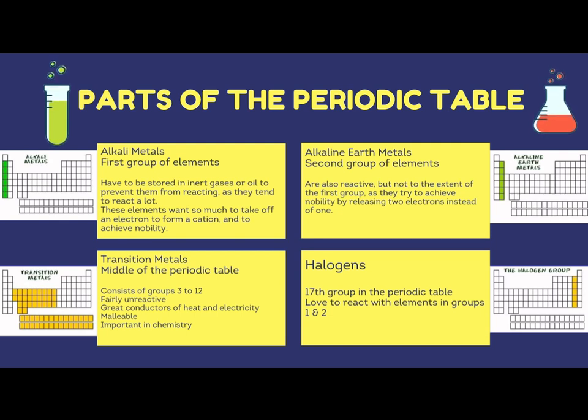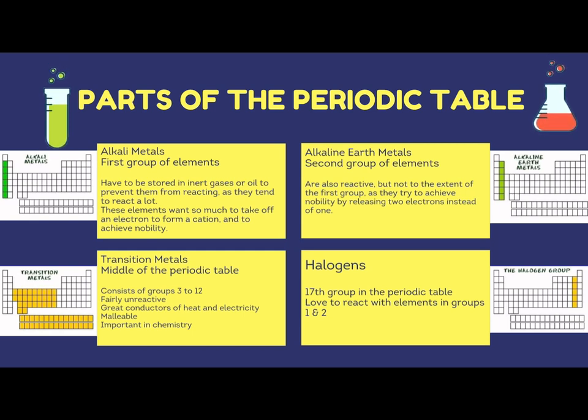Number 2. Alkaline earth metals. They contain elements from group 2. They are somewhat reactive but not as reactive as the alkali metals. Transition metals contain elements in groups 3 to 12. These elements are at the center block or d block of the periodic table and are fairly unreactive. They are great conductors of electricity, malleable, and important in chemistry.